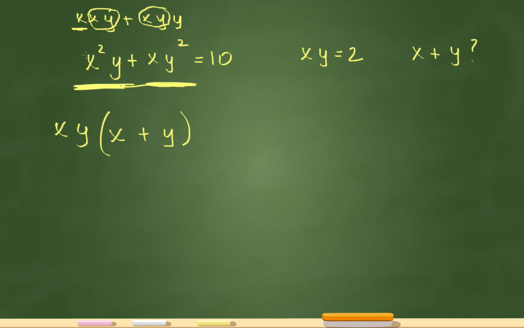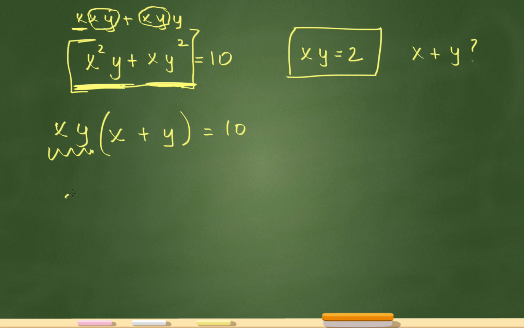So if I were to factor this expression out right here, it looks exactly like what I have over here. Because I pulled out the x and y, I'm left with the x there, I'm left with the y there. And that'll equal 10. Now look at this. The problem tells me that x times y has to equal 2. So now I know that this value right there is 2. And now the whole expression becomes 2 times x plus y equals 10.